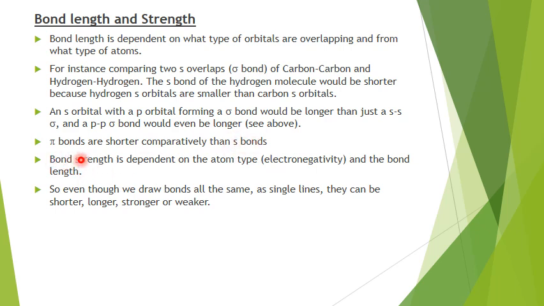All right. Now, bond strength is dependent on the atom type and the bond length. So if you have a short length and an atom with strong electronegativity, you get a strong bond, as long as it's a sigma bond. For instance, HF probably has a very strong bond because fluorine has a very high electronegativity. So that's what you look for. Even though we draw bonds all the same as single lines, they can be shorter, longer, stronger, or weaker.